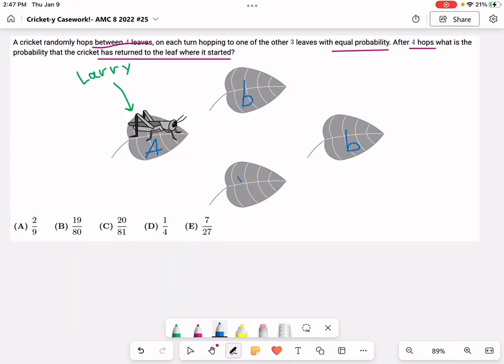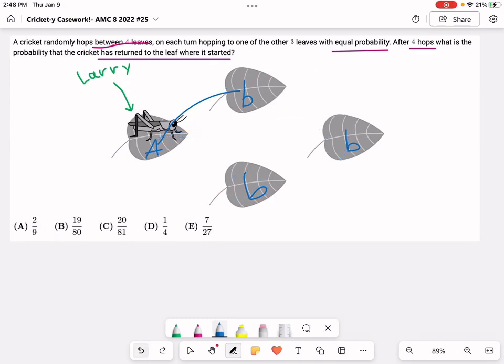Now, you may be asking, why are we giving them all the same name? Shouldn't we give this one B and then this one C and then this one D? Well, the answer is we can, but we don't have to. The way we're going to solve this problem is by doing casework. So we're going to see what are the cases in which Larry can come back to A after 4 hops and what is the probability of that. And by labeling all of these B, we can make our life easier so we have fewer cases. But why does this work? Well, it's because all these have equal probability of happening. In the question it states equal probability. So it doesn't matter if we label all of these B.